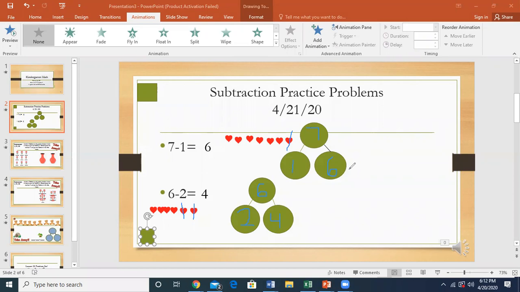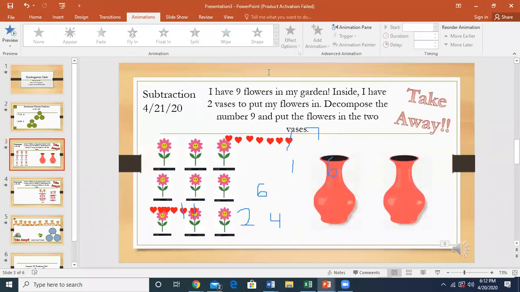Great job, guys. I know everybody's doing a great job with these number bonds. I love seeing all the hard work, putting them in the right place. That's really great. So we're going to go on to our next slide, and we're going to start our subtraction from the number 9 today.